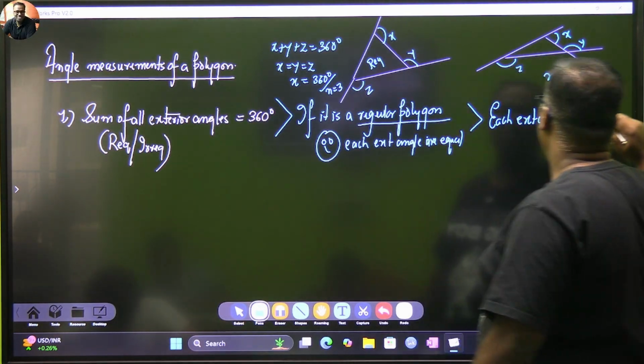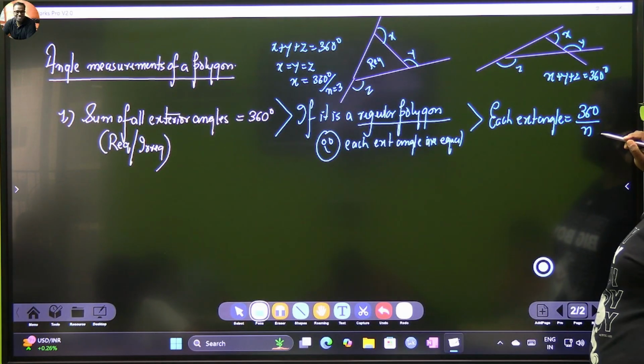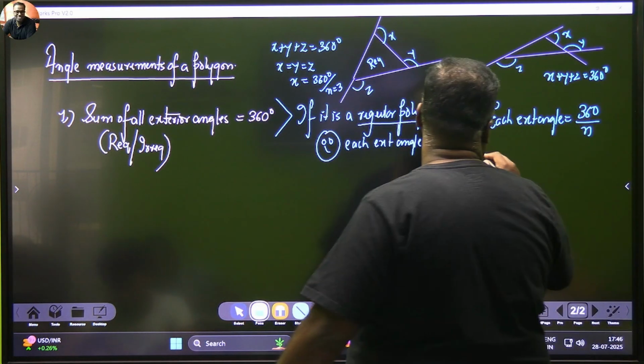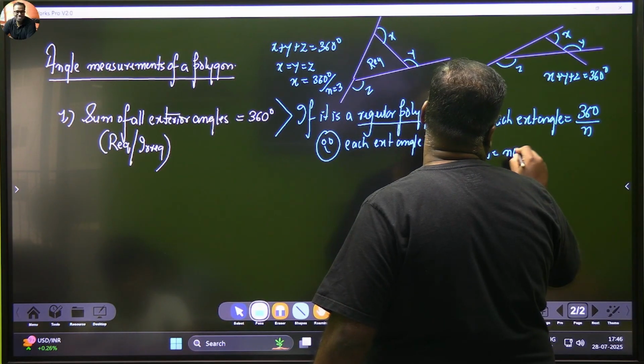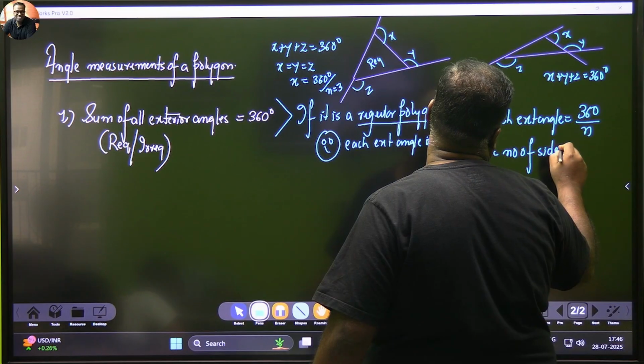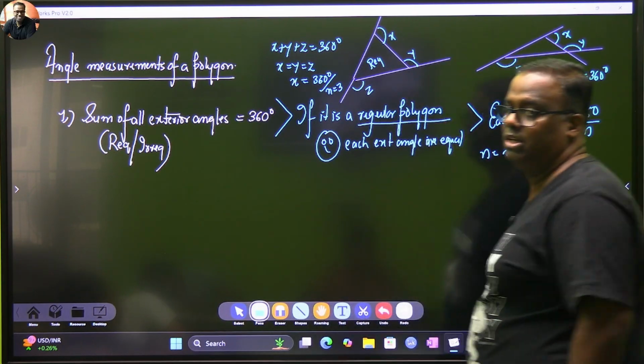And how do you calculate it? 360 divided by n. n is the number of sides. Yes, n equals the number of sides. And in this case, all sides are equal in their measurement.